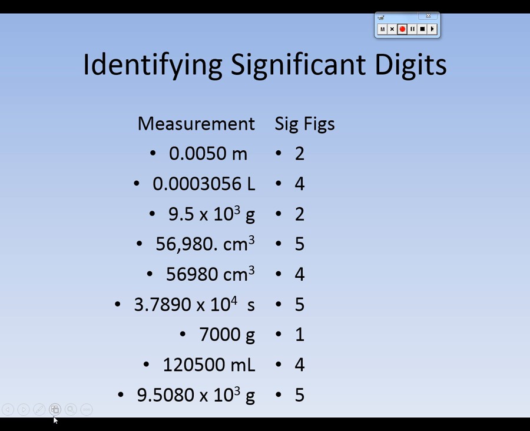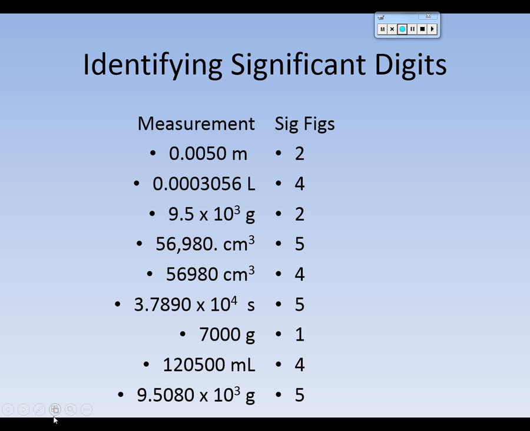Jillian, does that help on the second one as well? Yeah, the second one has 4 because the 0 between the 3 and the 5 is significant because it's sandwiched, but the other zeros are not because they are at the beginning of the measurement. Good. What else? Any other measurements that we're not quite sure on that we want to discuss?